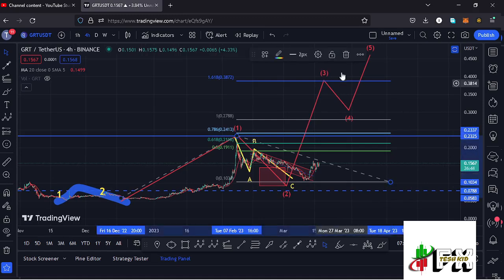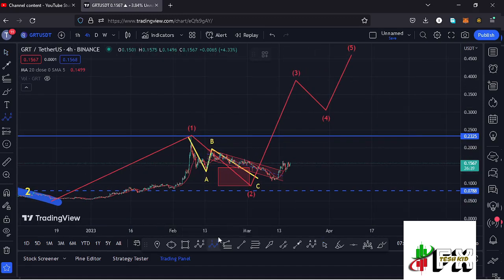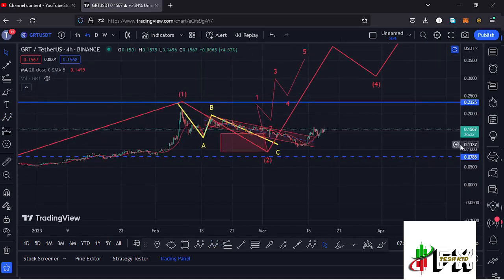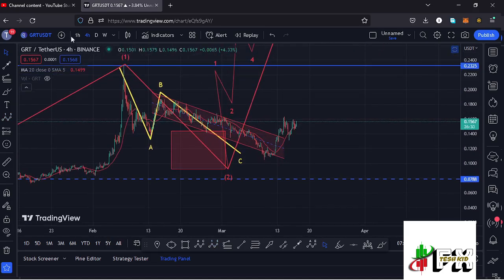And in the formation of that wave 3, which is an impulsive wave, I'm also expecting to see a 5-wave structure in formation within that wave 3, and I believe that is also playing out here on the GRT chart, and that is better seen here on the 1-hour chart.